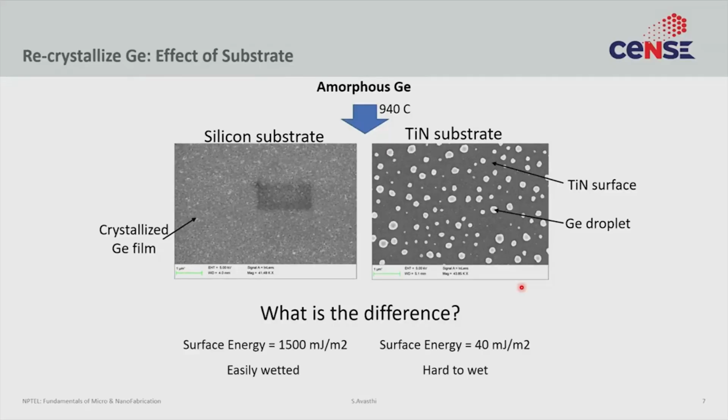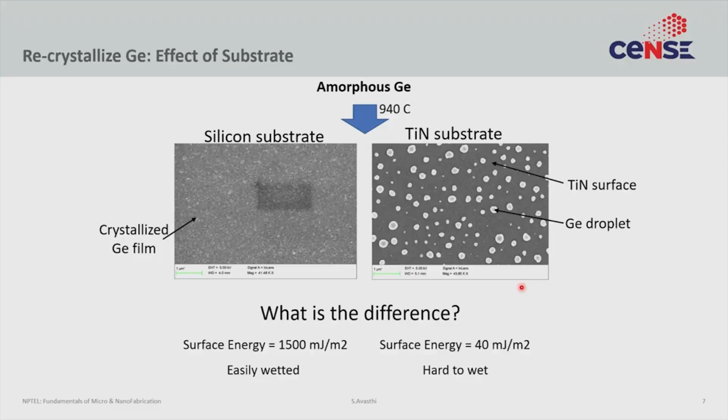Now, why is that happening? We looked into the detail, and the detail is that during this process, we are essentially melting the germanium and recrystallizing or solidifying the germanium. And during this solidification process, during the small portion when the germanium is liquid, it is sensitive to surface tension. So on silicon, it wets the surface. When it wets the surface, it forms a good smooth layer. On titanium nitride, it does not wet the surface, so it forms globules.